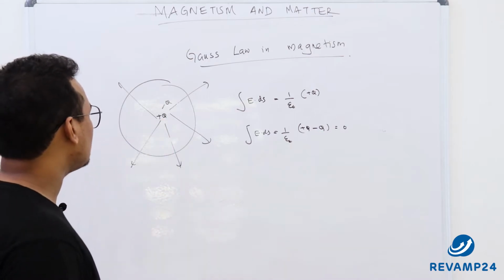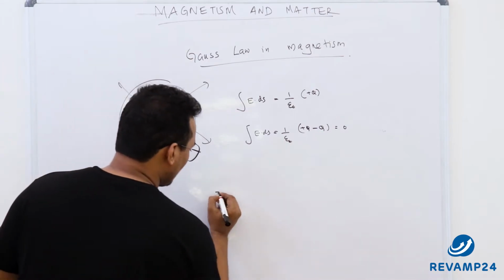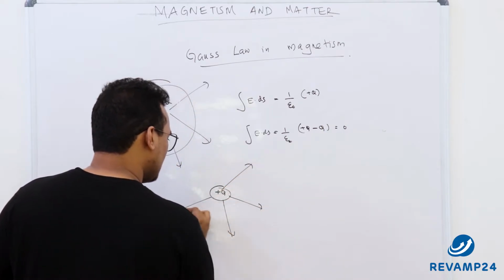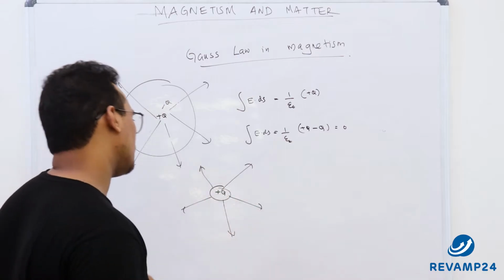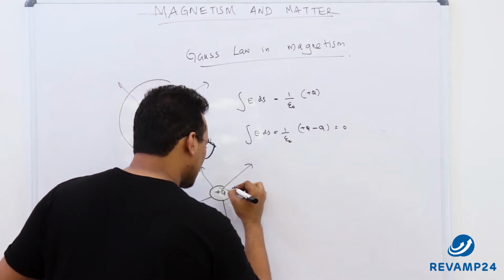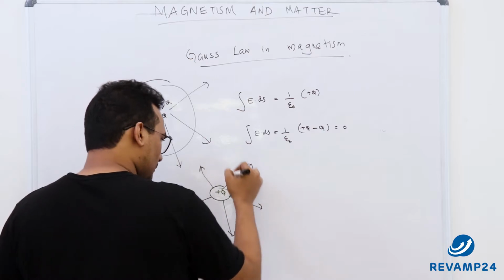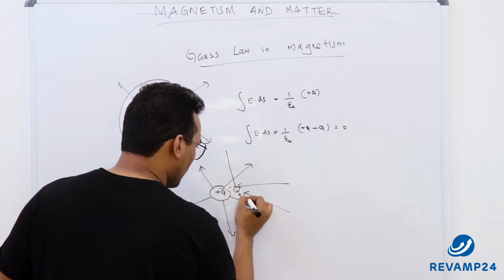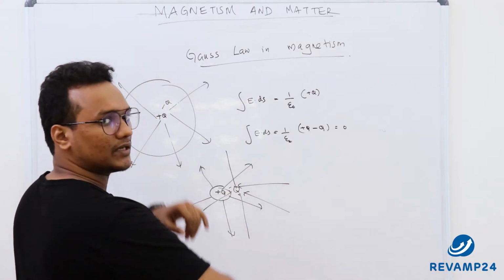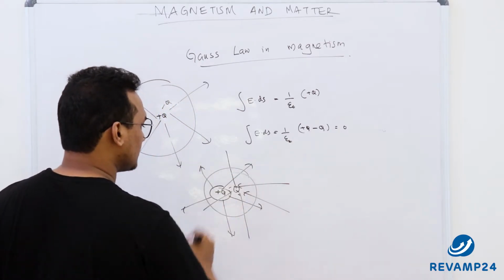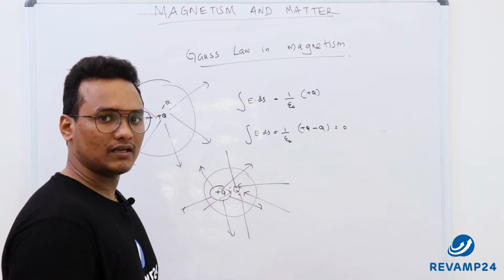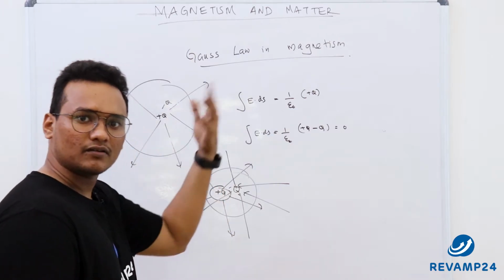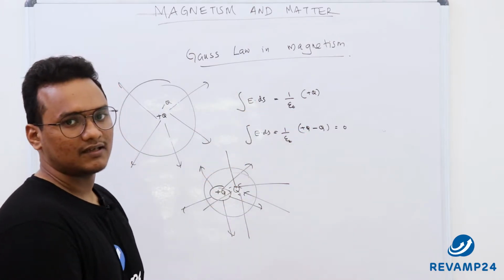Now I will explain why this has become 0. The reason was when I had plus Q, there were field lines going out. Let's say there are 5 field lines going out. Now the moment I keep a minus Q here, field lines will be towards it. So 1, 2, 3, 4, 5, so 5 are coming inward. Now I am taking a closed surface. What is the net number of field lines? 5 are passing out and 5 are coming in. So the net is 5 in, 5 out, 0. That is the reason for this.